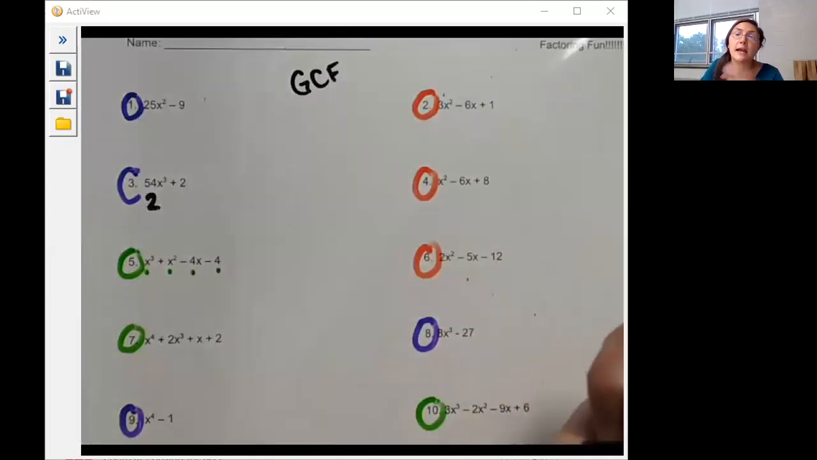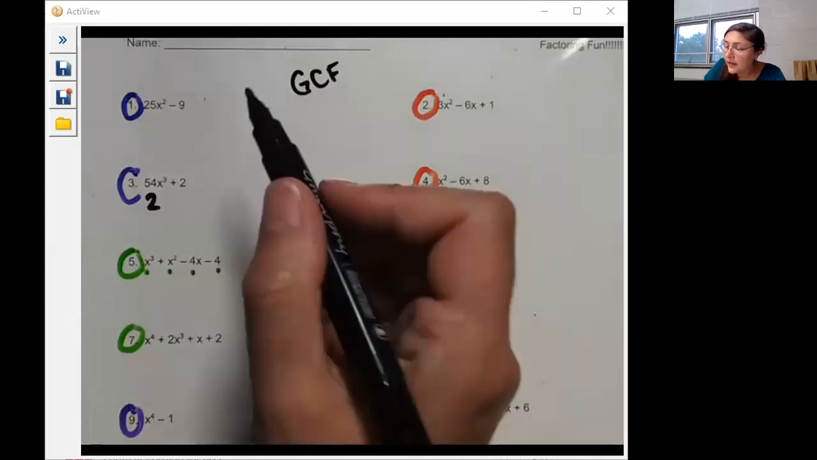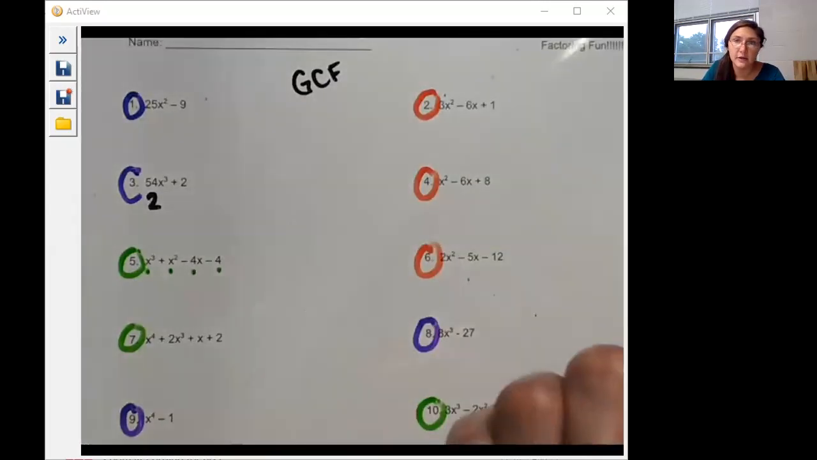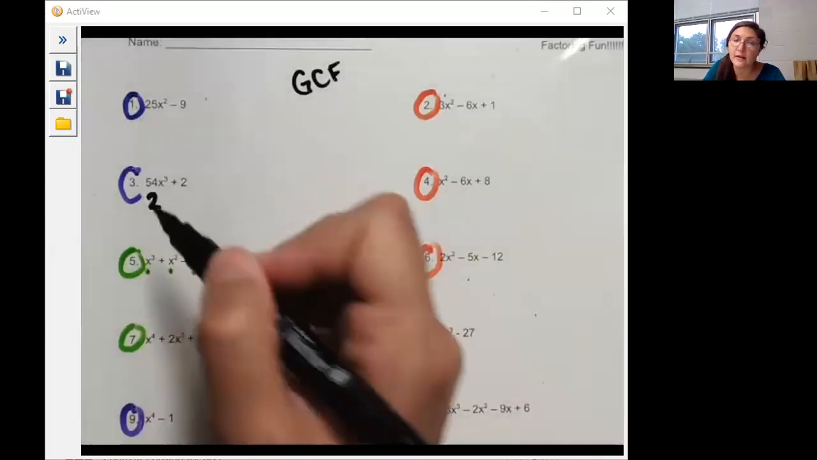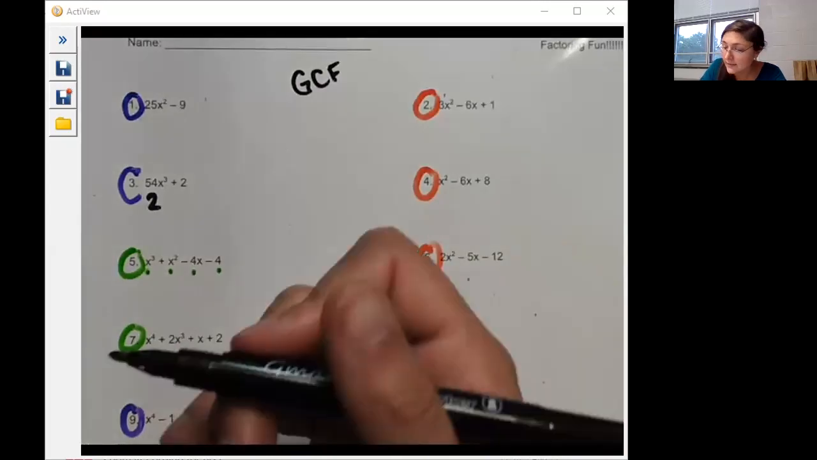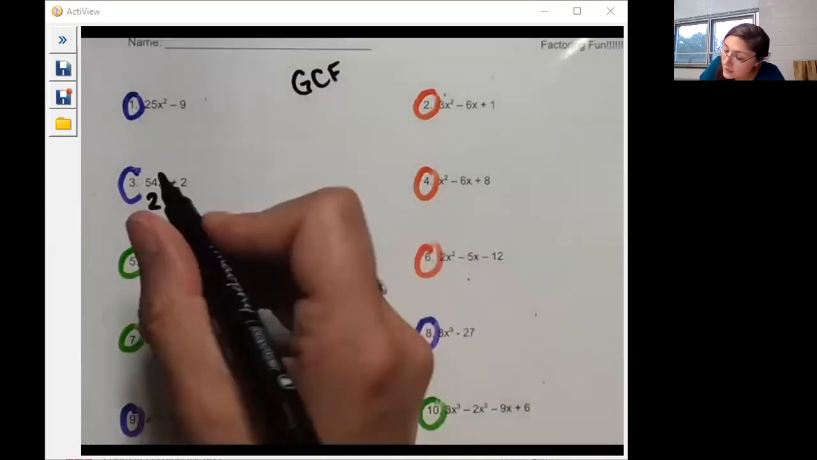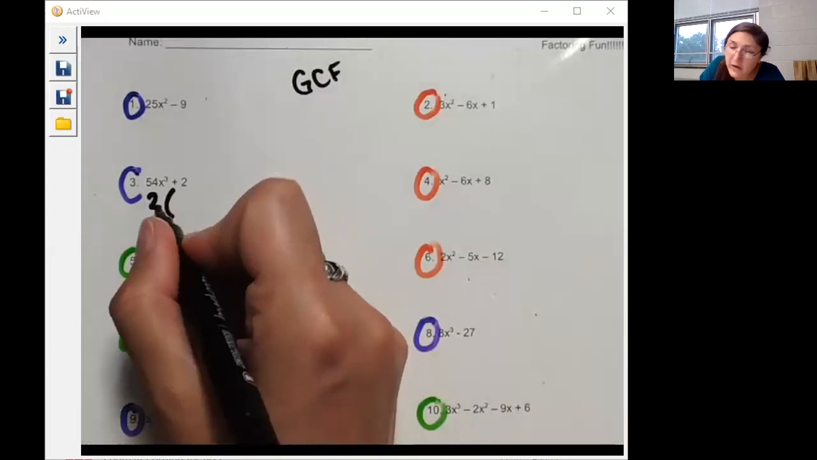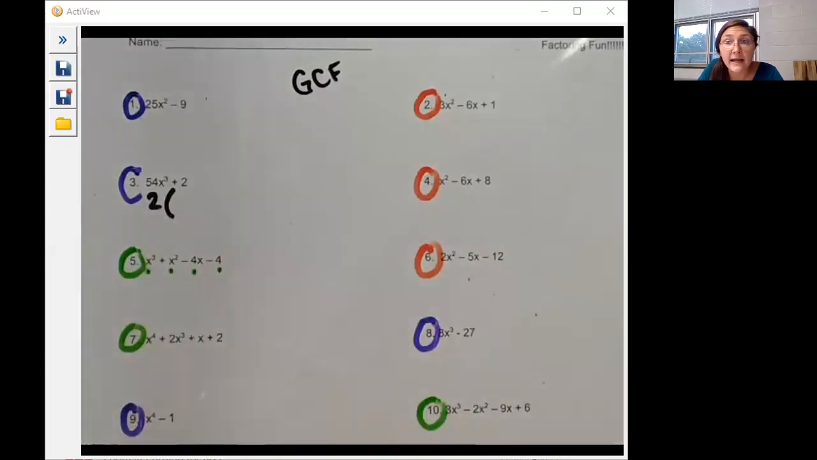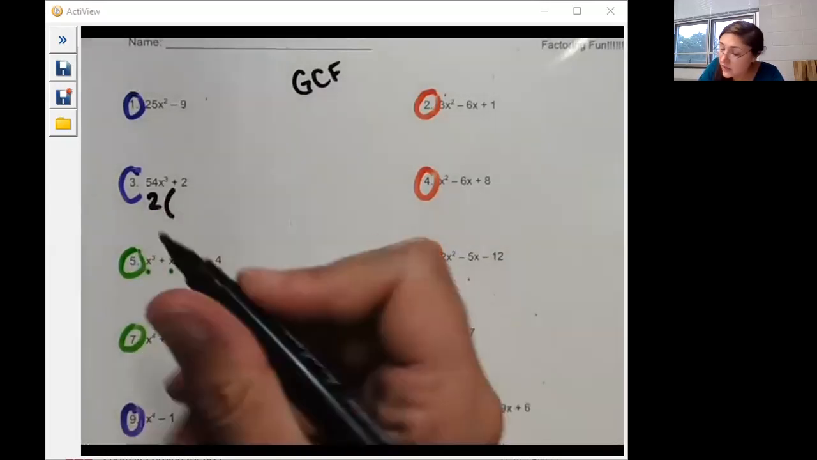Common factor because it's a factor of both of those numbers, right? I can evenly divide both of those terms by that number. And greatest because there's not a bigger number. I can't evenly divide both of these by 4 or by 2x. 2 is it. So what I'm going to do is factor out 2 from each of these, or divide out 2 from each of these terms.